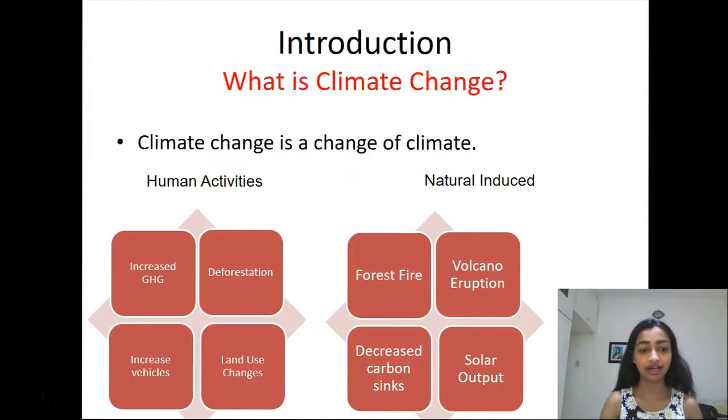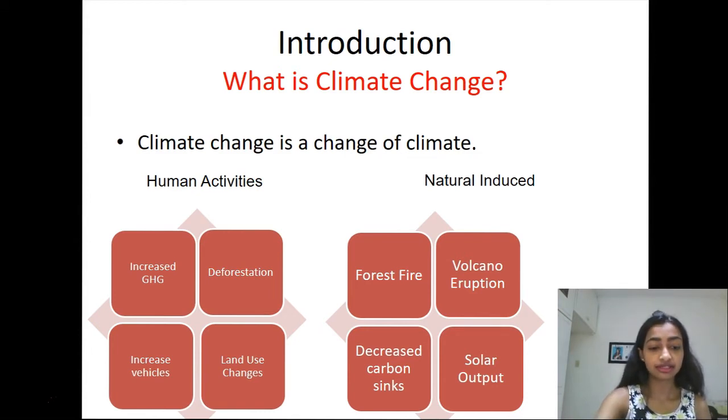Okay, so moving on, there are two main causes of climate change: anthropogenic, which is basically human-caused, or naturally induced. So anthropogenic causes would be things such as increased greenhouse gases, which I will get to in a minute. Deforestation, because we know if we cut down the trees, then they won't be there to absorb the excess of CO2. And increased vehicles, which also emit a lot of greenhouse gases, and land use changes, such as cutting down a huge forest to make area for residential or for mining companies.